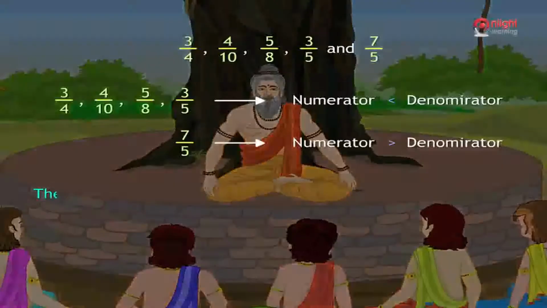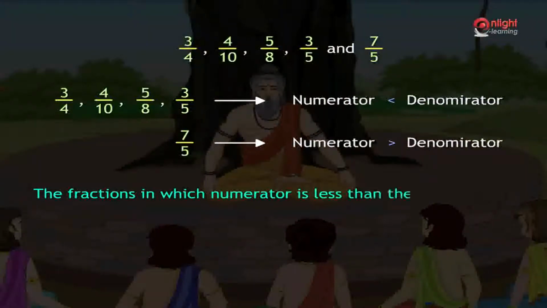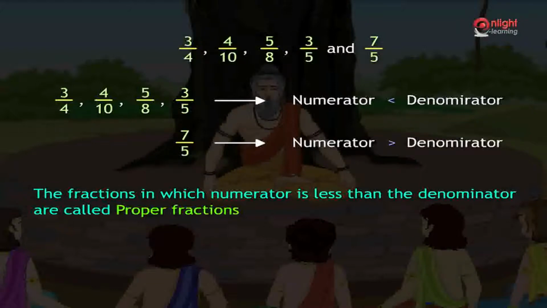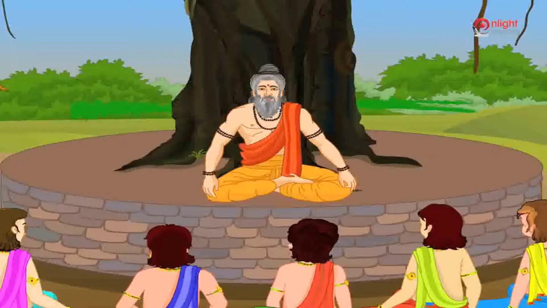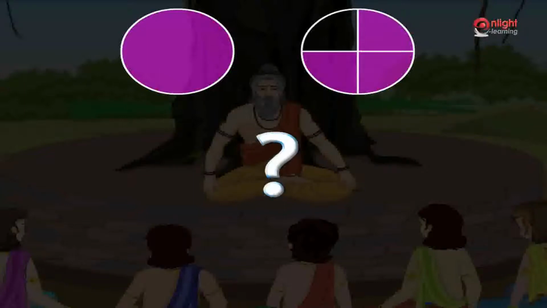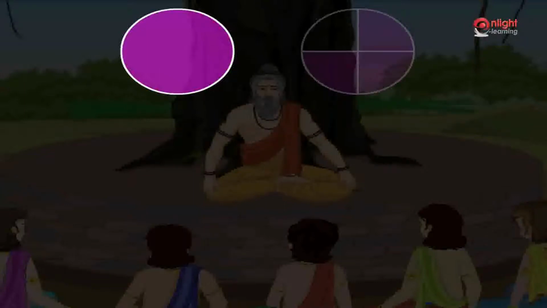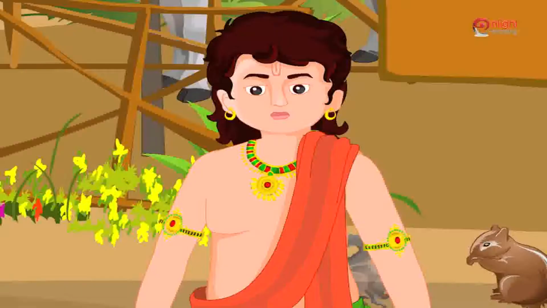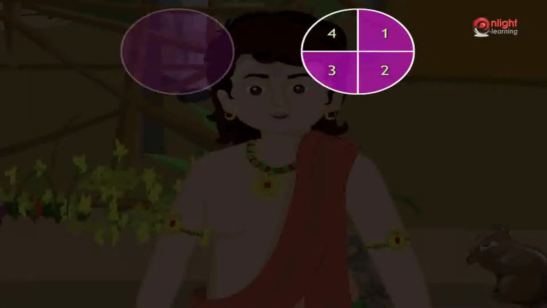Very good. The fractions in which the numerator is less than the denominator are called proper fractions. Some examples of proper fractions are 2 by 3, 4 by 5, 11 by 15 and 15 by 23. Now children, looking at the figures, can you say what fraction it represents? The first figure is shaded full and so it represents a whole. And what about the second one? The figure is divided into 4 equal parts and 3 parts out of 4 parts is shaded. So the fraction is 3 by 4.